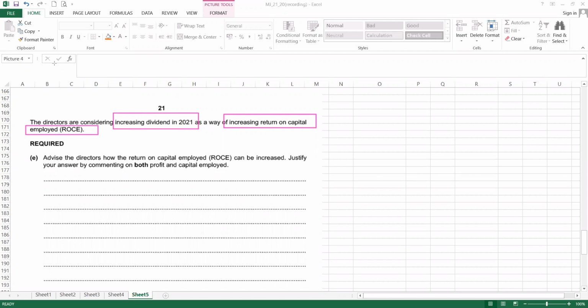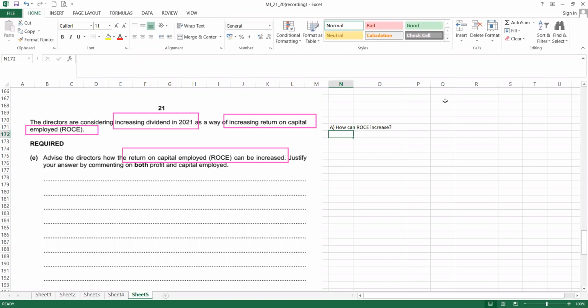Now, advise the directors how the return can be increased. First of all, think about this: number one, how can ROCE increase? This is what we want to answer first. How do we increase it based on the formula? We see the formula first: profit before interest divided by capital.